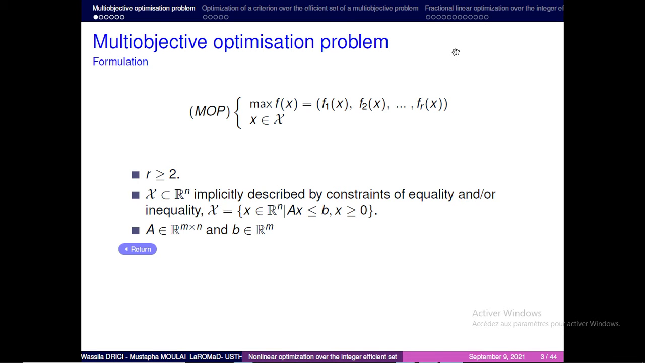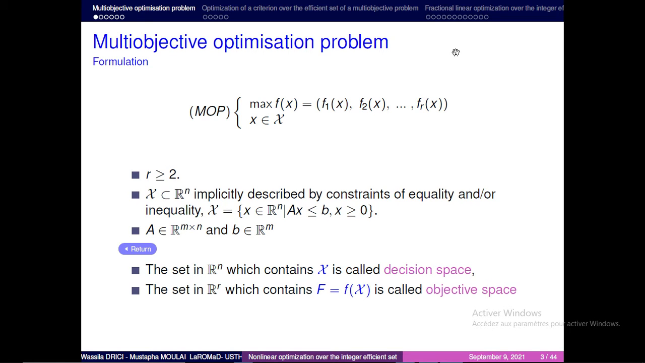So, let us concentrate on multi-objective problems. The multi-objective optimization problem defined on the set X of feasible solutions consists in maximizing or minimizing r conflicting functions simultaneously. R is greater than or equal to 2 and X is implicitly described by constraints of equality and inequality. The set which contains X is called decision space. The set which contains F(X) is called objective space. The set F is the projection of X on the objective space.